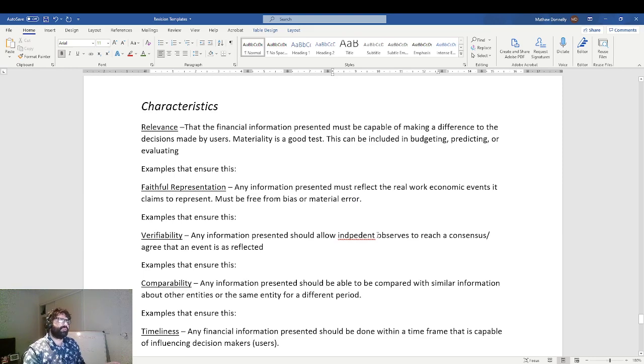All right, now we've got characteristics, and our characteristics ensure our reports embody this.